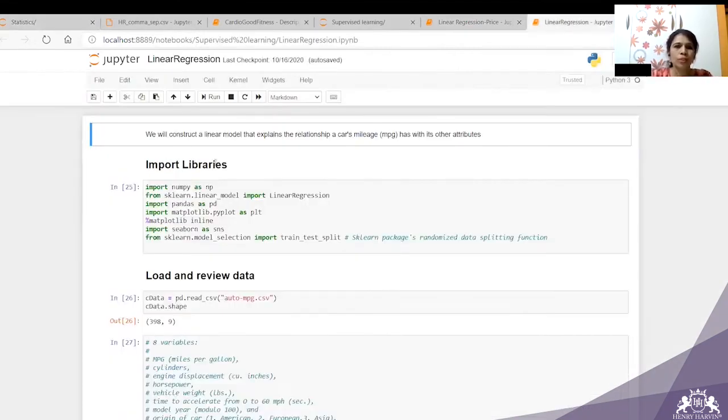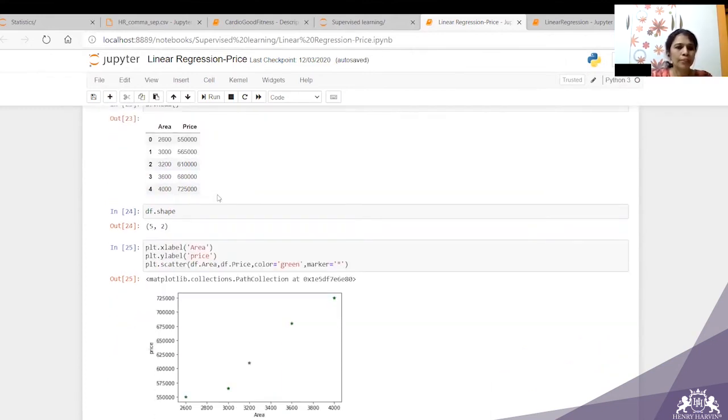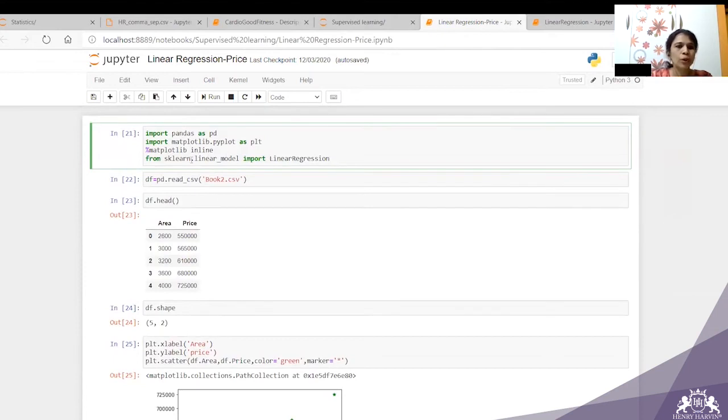Let me show you that. What I have taken is a very small data set which is giving me information about area and price. First step is that we have to import the libraries, and all the libraries are being imported, like pandas and matplotlib. I have not written numpy, I think. Whatever libraries are needed have to be imported.